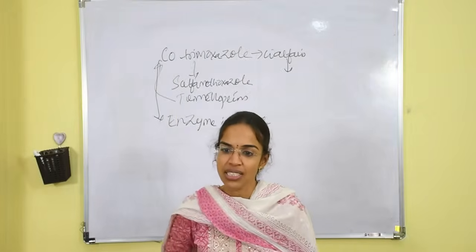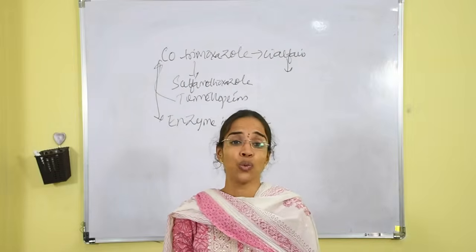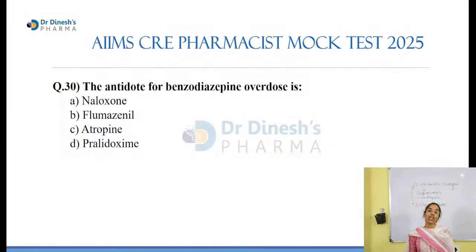Yes, next question please. The antidote for benzodiazepine overdose. Very, very important question again. A. Naloxone, B. Flumazenil, C. Atropine and D. Pralidoxime. What is the antidote? Drugs and their antidotes are very, very important. In most competitive examinations you will get at least one question from this topic.